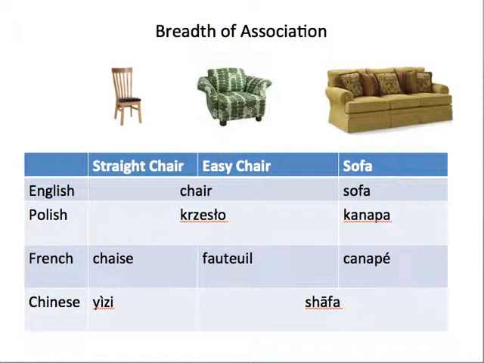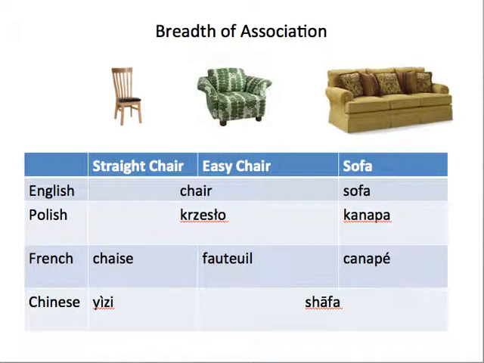Let's think of furniture, for example. We call this breadth of association. How far does a particular term go? What's the breadth that you cover when you use a particular term? So in English, when we mention the word chair, it tends to have a breadth of association of both an upright chair and an easy chair. Okay, and that's what we probably think of. But it only goes as far as those two. It doesn't go as far as sofa, and we need a separate word for that.